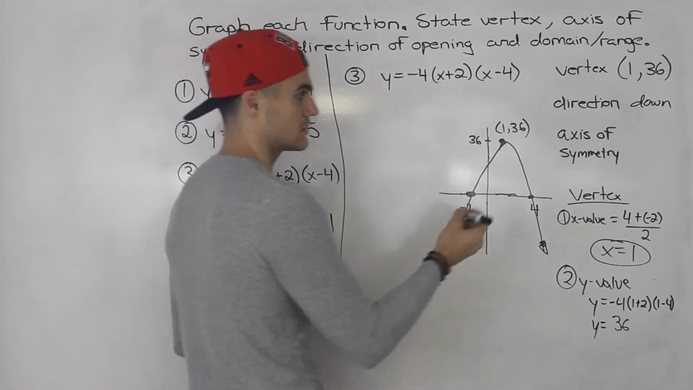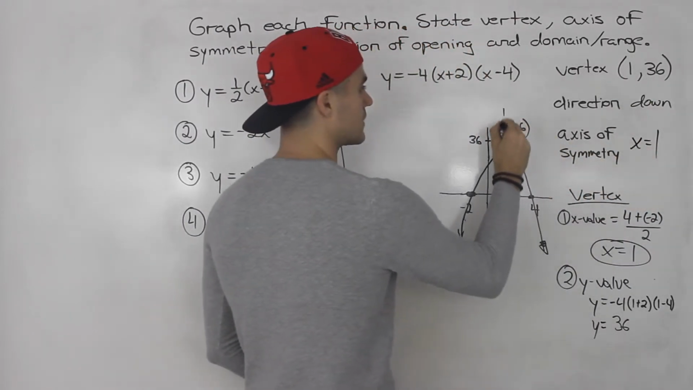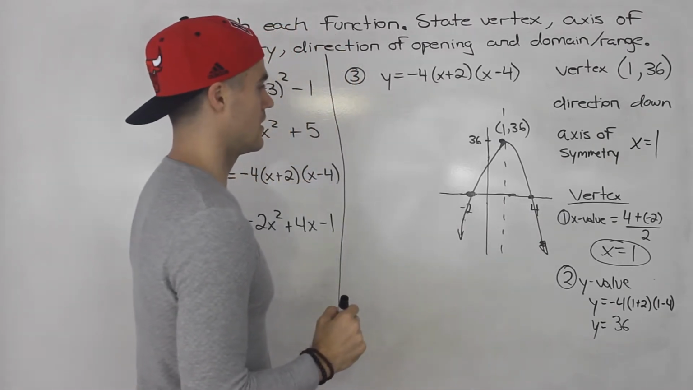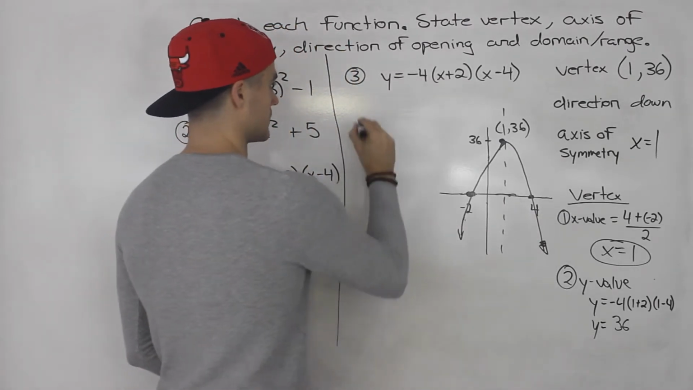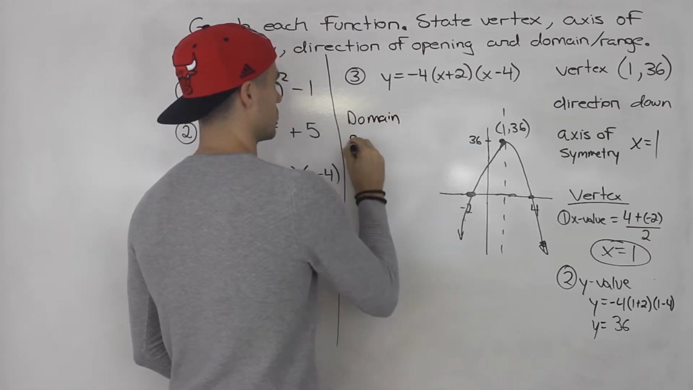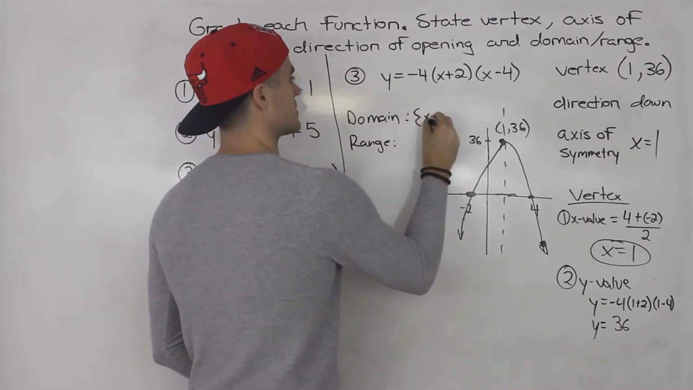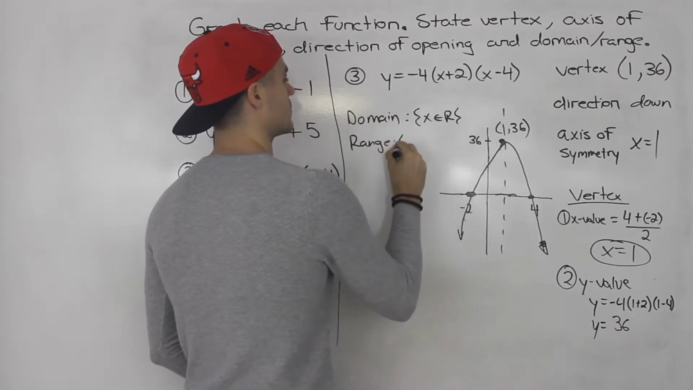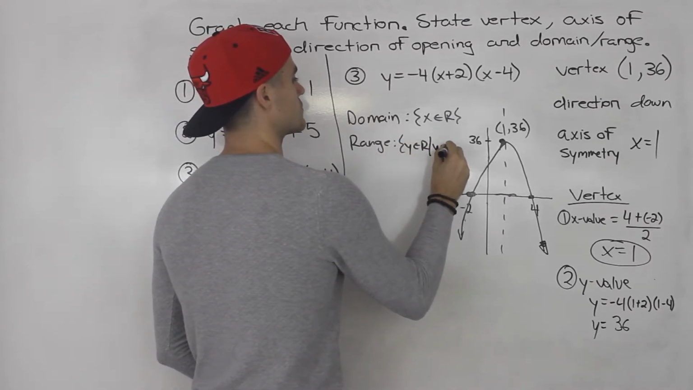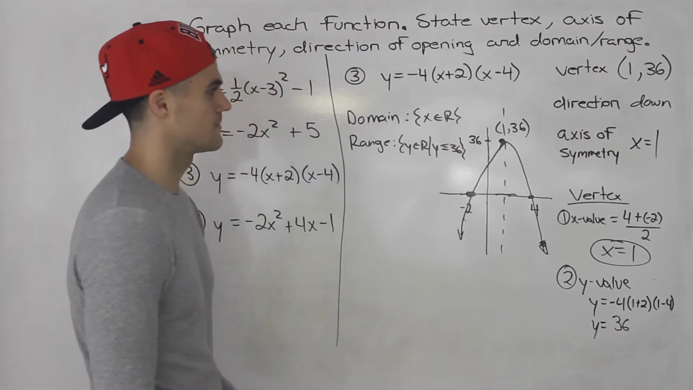Axis of symmetry is always what? x is equal to the x value of the vertex, which is 1. Right? It's going to cut it in half right there. And then from here, we can get the domain and range pretty easily. Domain is always what? x ∈ ℝ. The range is y ∈ ℝ, y has to be less than or equal to 36, the y value of the vertex.